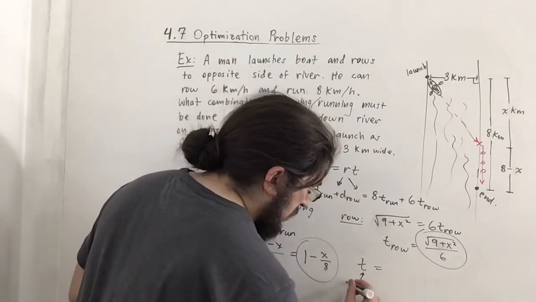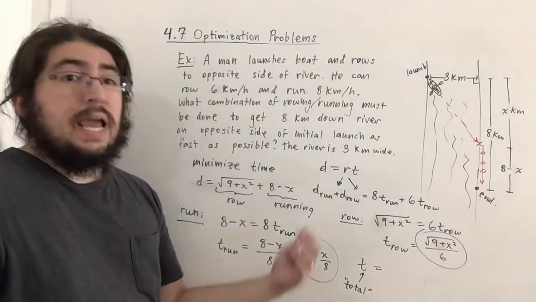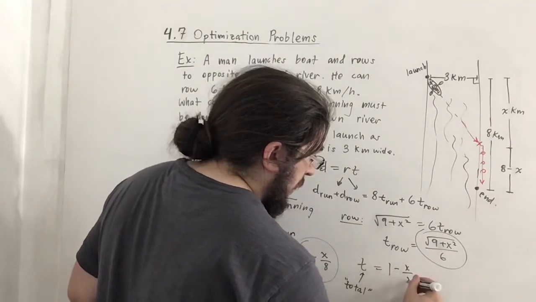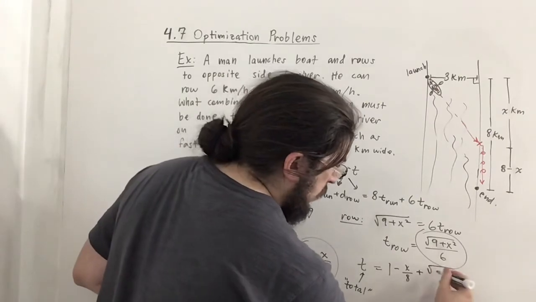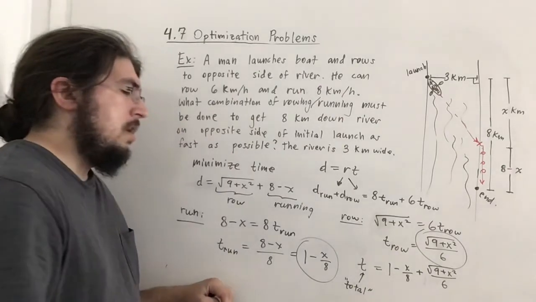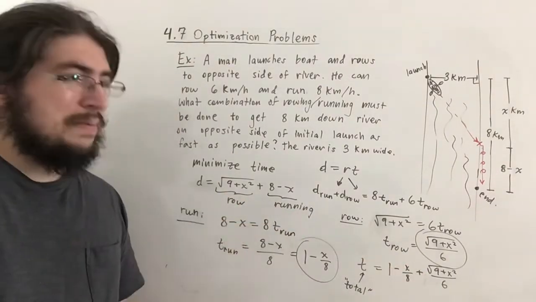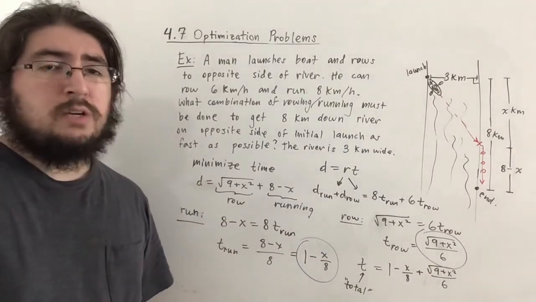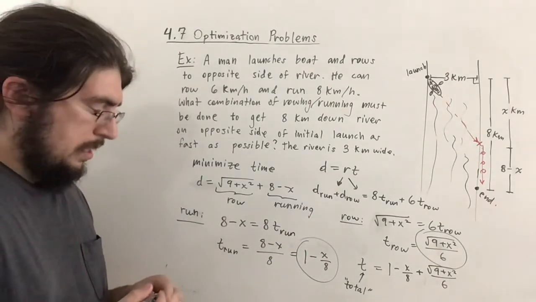So let me just emphasize that this is our total time now of running and rowing, which is just these two added together. So it's 1 minus x over 8, which is our running time, plus the square root of 9 plus x squared all over 6, and that is our rowing time. Whew, nice. So this is all step 2. Like I've been saying, the hardest part of the problem, finding the function. Some problems have the function given to you, but mostly they won't. So I'm just kind of keeping that in mind.